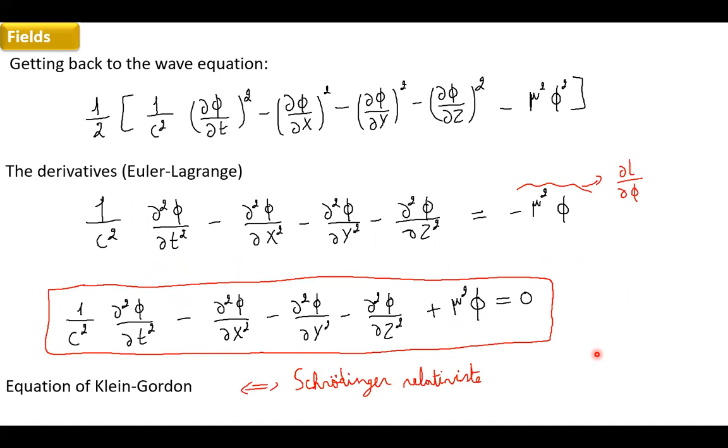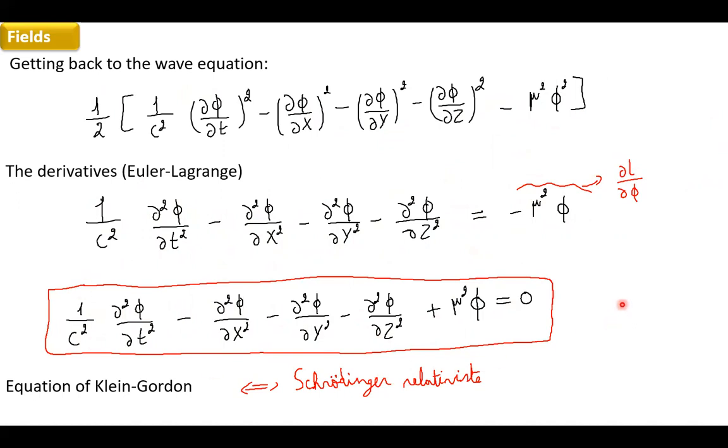So let's go back to our wave equation, which is 1/2 of 1 over c squared, first derivative squared, minus the first derivative squared, etc., minus mu squared phi squared. Let's calculate the Euler-Lagrange equation from this Lagrangian. So it's 1 over c squared del squared phi over del t squared, minus the second derivatives with respect to x, y, and z, equal to the partial derivative of L with respect to phi, which is minus mu squared phi. So we can put it in this form: 1 over c squared del squared phi over del t squared minus del squared phi over del x squared, etc., plus mu squared phi is equal to 0.